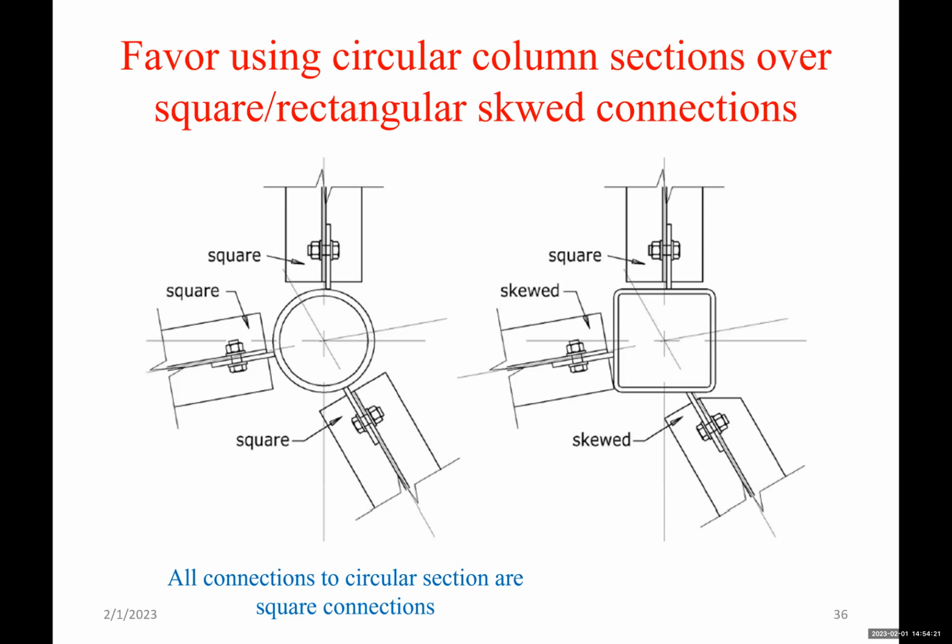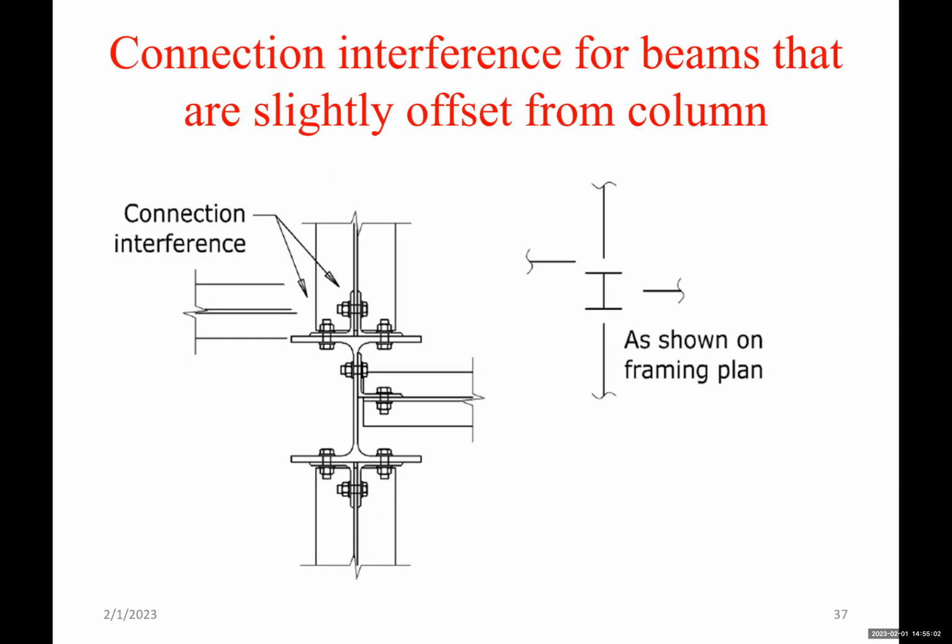Favor using circular column sections over square or rectangular ones. Okay, so if we use this, for example, on the left, if we use a circular column, you can see all the connections are square. A connection with a circular shape is always square. There is no skew. But if it's a square shape like this, we will end up with skewed connections, as you can see. So if it's possible to use a circular shape, use it.